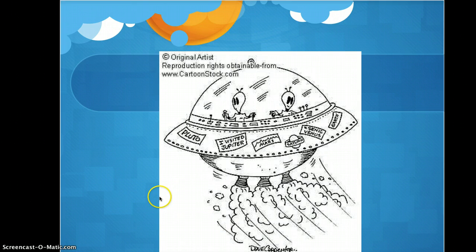So I'm making all these inferences, and I don't know if they're true. They might have only just visited Jupiter, and these are all the places that they wanted to visit. But to me, I think these are all the planets that they visited. What's your inference?